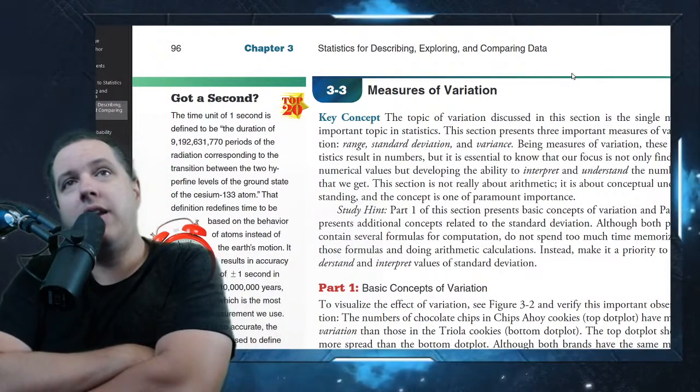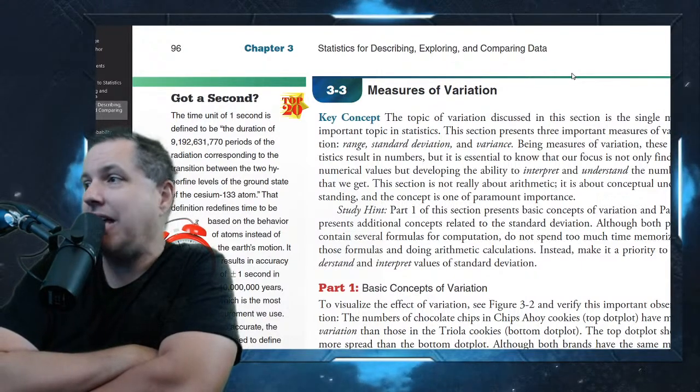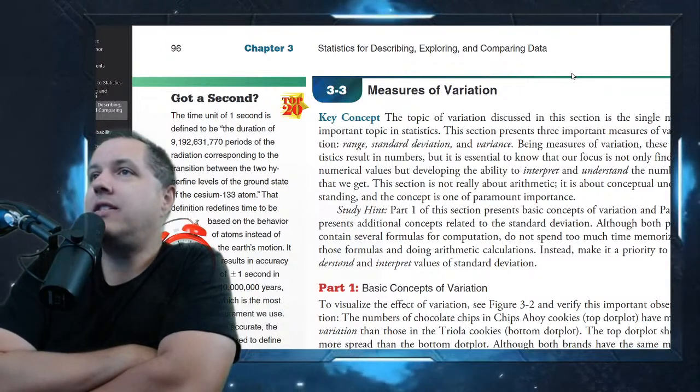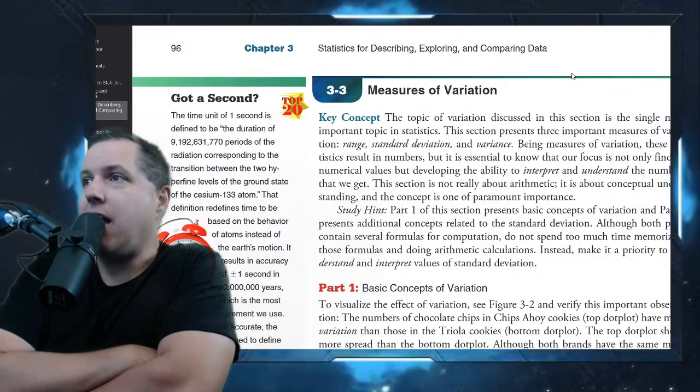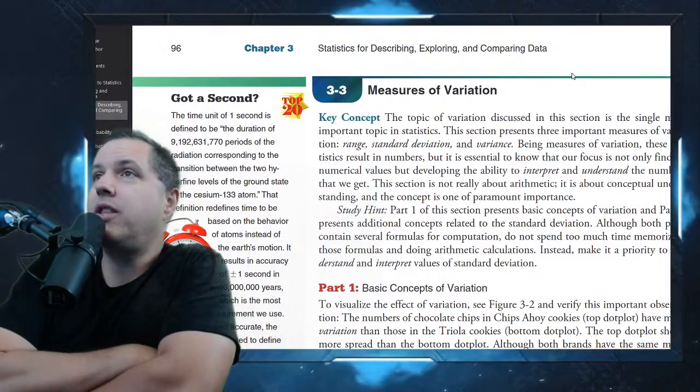So that was one way of measuring a data set that we looked at last time, the center of it. Today, we are looking at variation. That is, how varied is the data? How spread out is it? This is very important. It's very important that we get this idea.